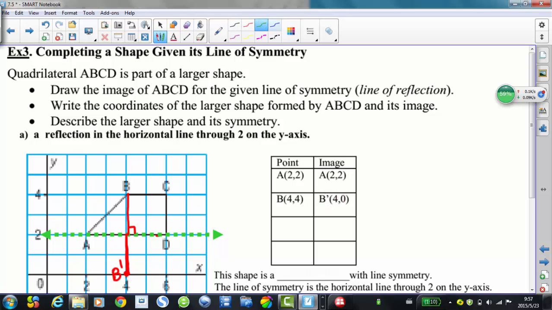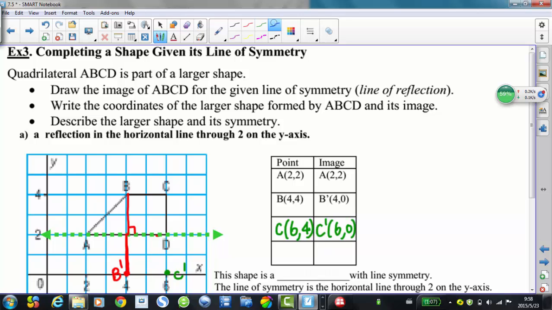Let's look at point C. The coordinates of point C in the original shape are (6, 4). We can use the same way to find its corresponding point on the other side of the line of symmetry. Since C is 2 units away from the line of symmetry, on the other side C prime should be also 2 units away from the line of symmetry. So C prime has the coordinates (6, 0).